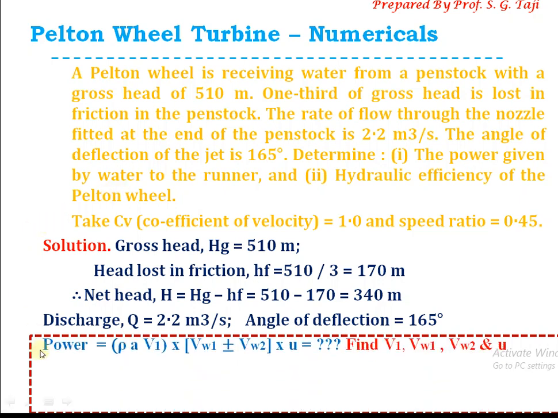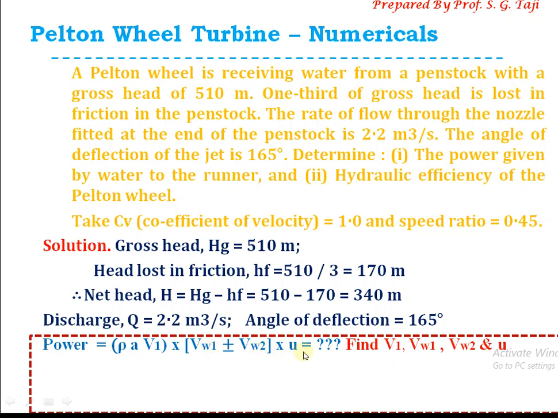We need to calculate the power, that is, here they ask for the power given by the water to the runner. We know that we can calculate this power by using this equation: rho a v1 multiplied by (vw1 plus vw2) multiplied by u. Here, if we consider beta less than 90 degrees, the sign will come out as a plus. Again, what are the unknowns we need to find out? First we need to find v1, second vw1, and third vw2.